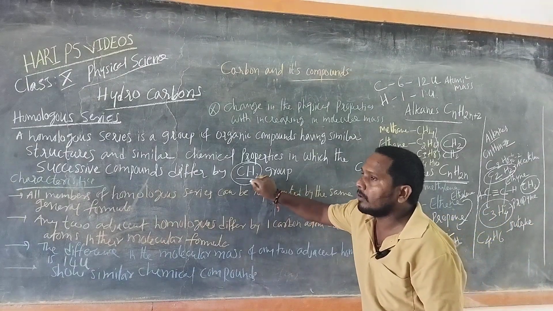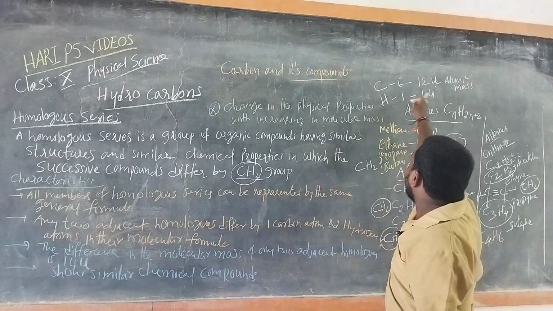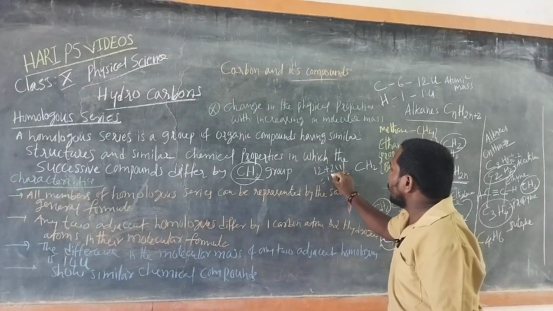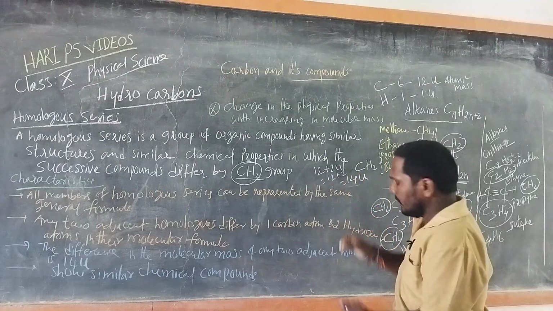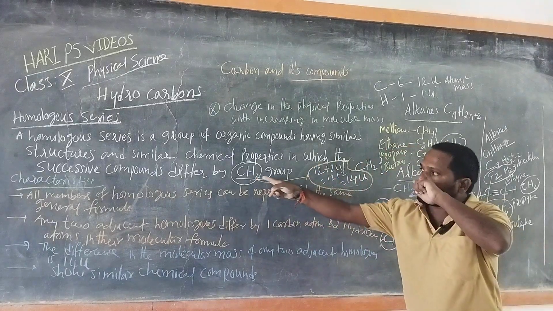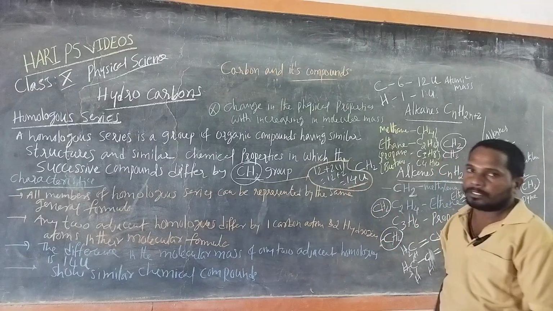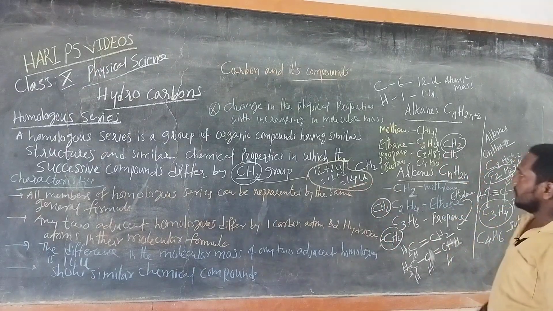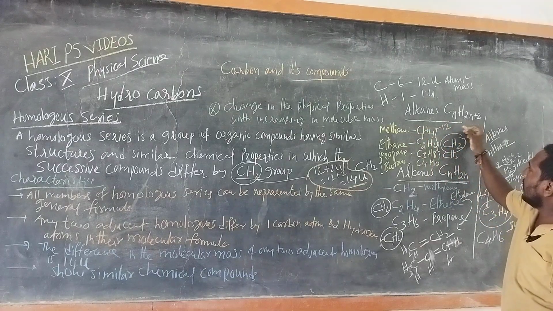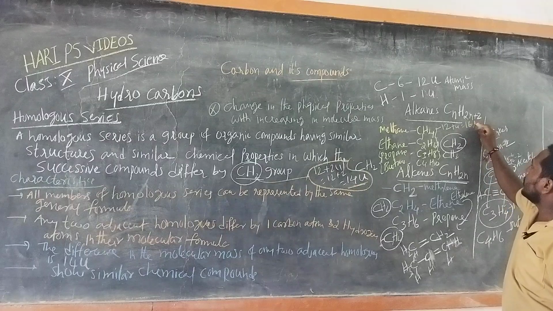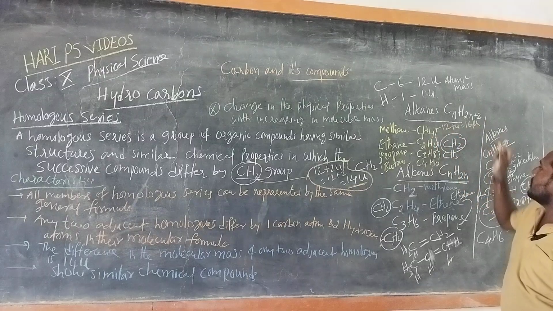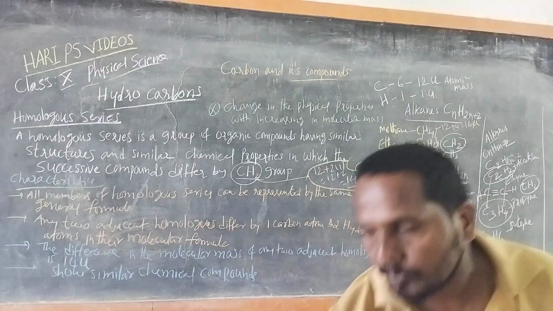Let's calculate the molecular mass of this CH2. Carbon is 12. Hydrogen 2 times 1, so 12 plus 2 is equal to 14 units. So the molecular mass of this CH2 group is 14 units. Similarly, 1 carbon, 4 hydrogens, 12 plus 4, 16 units. The molecular mass of methane is 16 units.